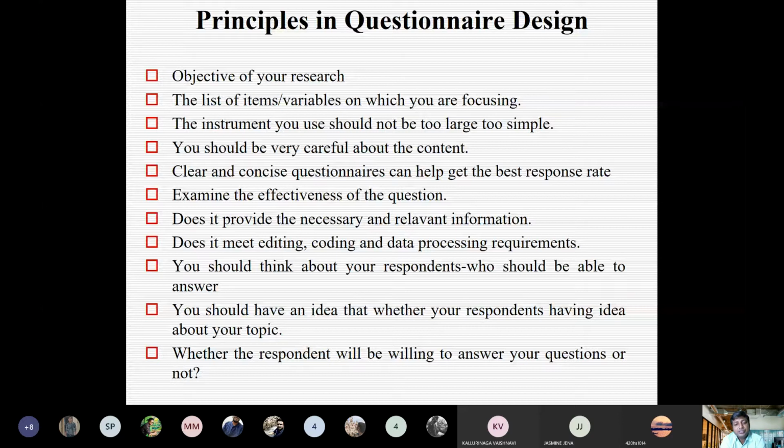So then it is not wise, because your content should have a link to your variables. Your content should have a link to your objective. If your content is not matching with your objective or your variables, then it is a problem in the future. Does it meet the editing, coding, data processing requirements?